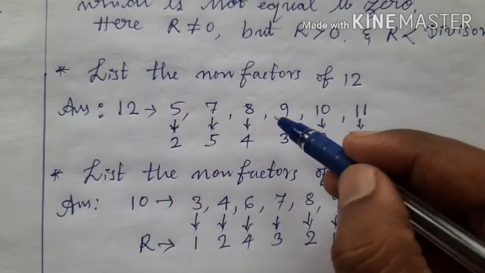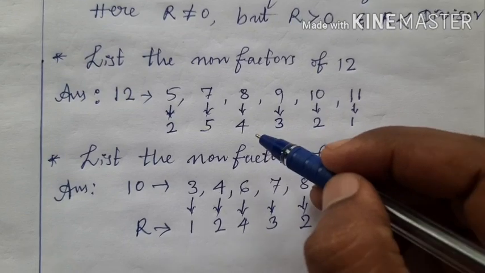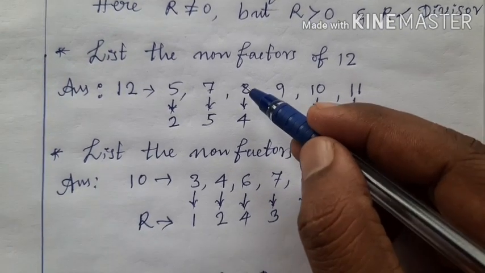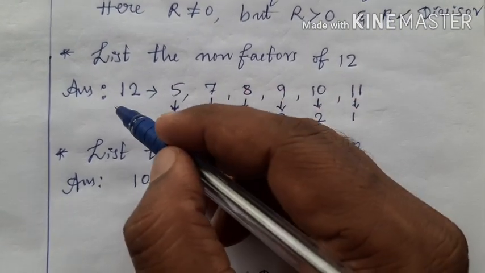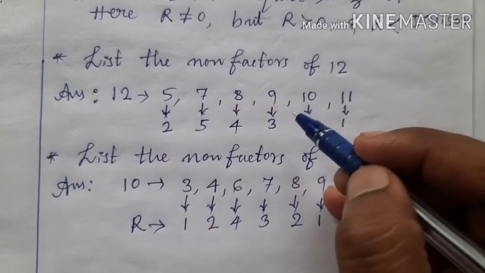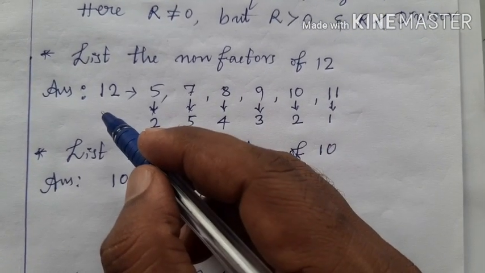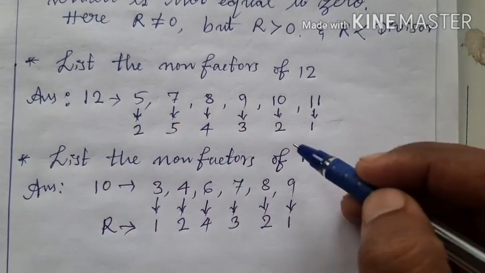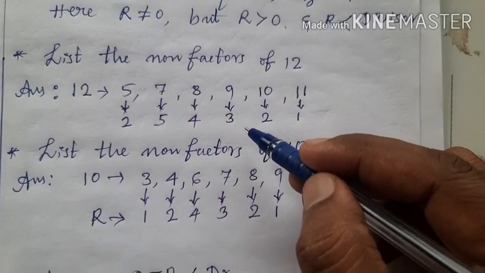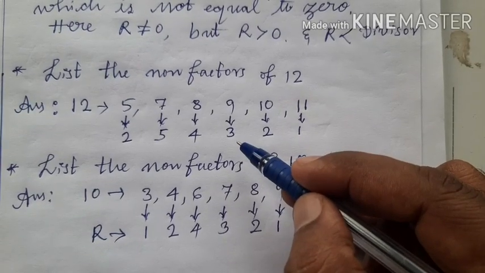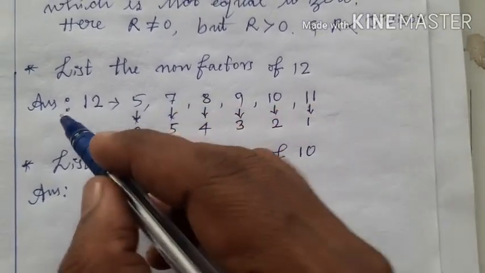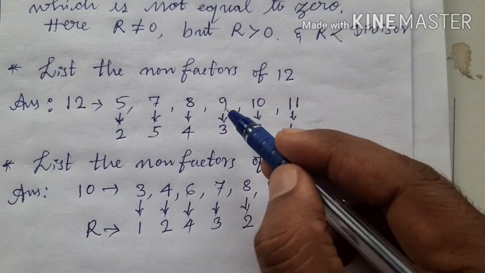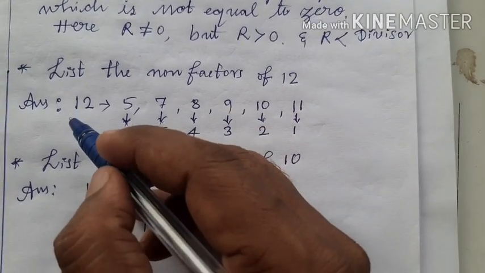Divide 12 by 8. Here the remainder is 4, which is not equal to 0. That is why 8 is not the factor of 12, or 8 does not divide 12. Take 9 and divide 12, the remainder does not become equal to 0. The remainder becomes equal to 3. That is why 9 is not the factor of 12, or 9 does not divide 12.